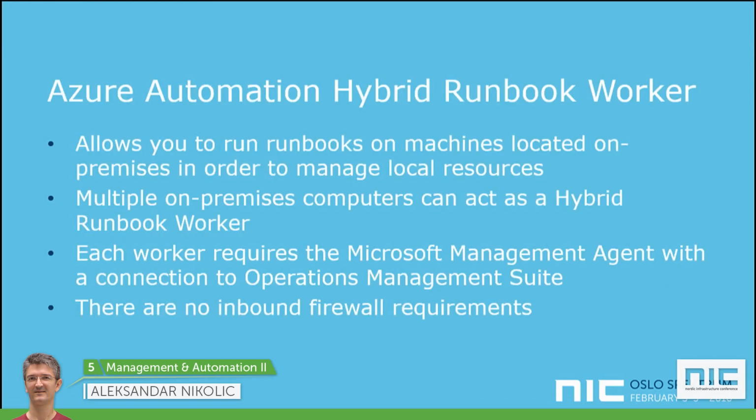Azure Automation Hybrid Runbook Worker allows you to execute runbooks on premises to manage your local resources in your data center. You can add multiple machines to your hybrid worker group to get high availability, right? You don't want to have just one. So you practically create a group of them and then add a bunch of servers there. And once Azure Automation puts a runbook on premises, one of them will take care of your runbook.